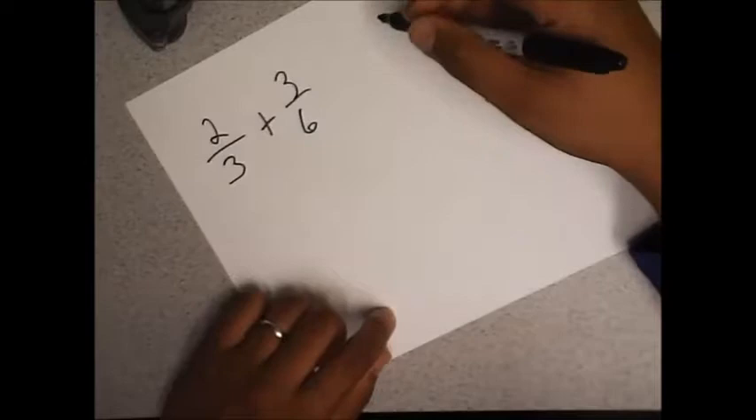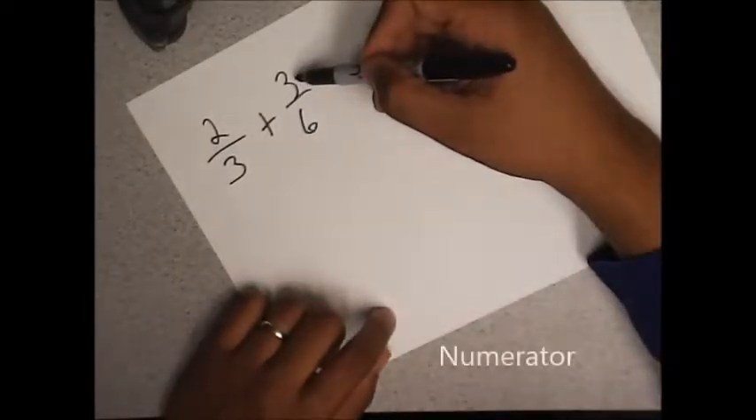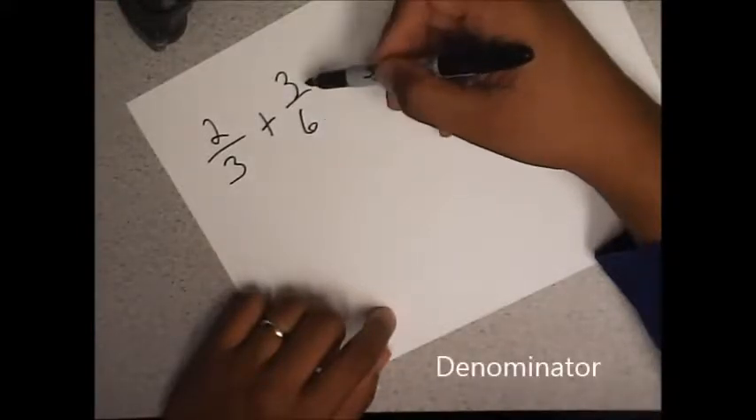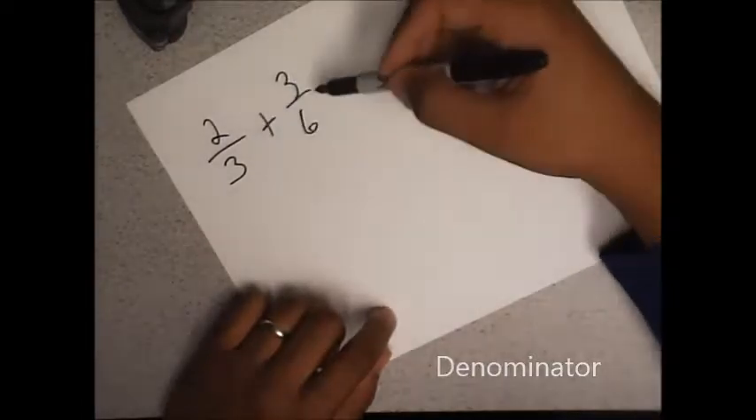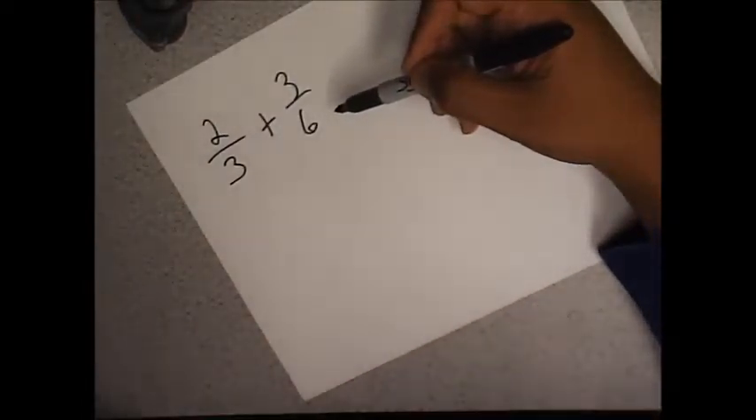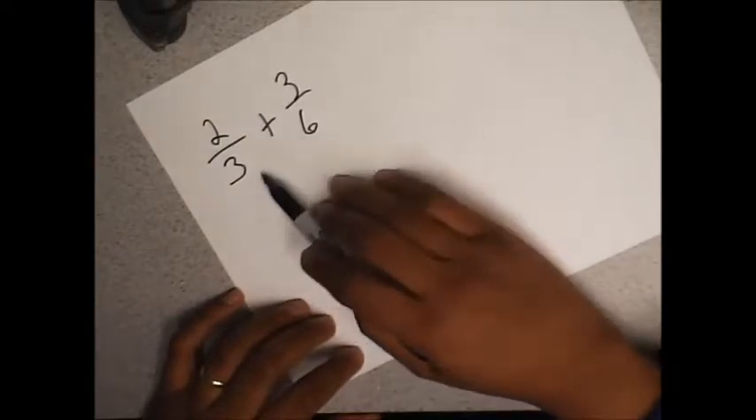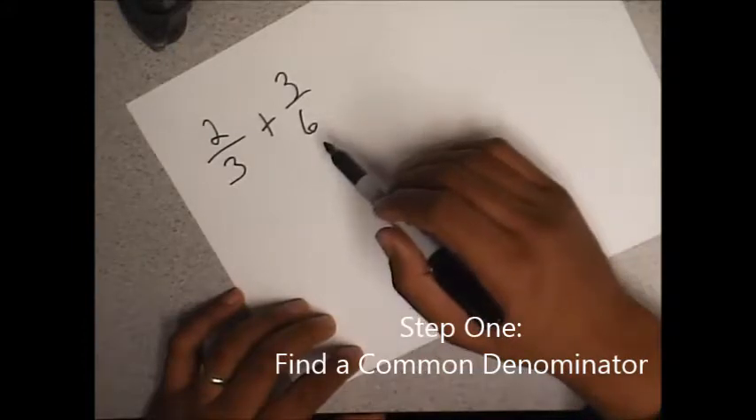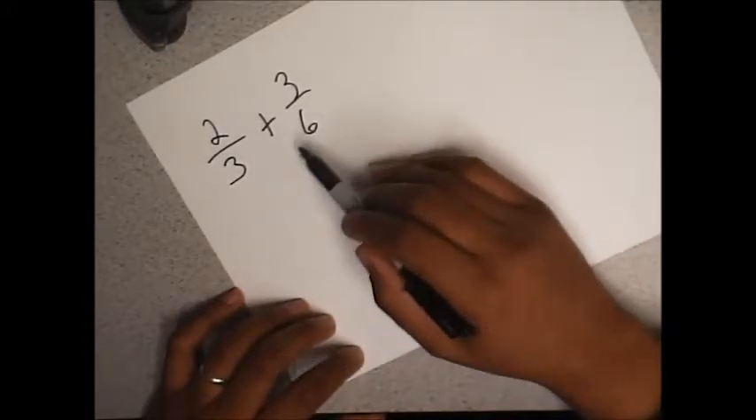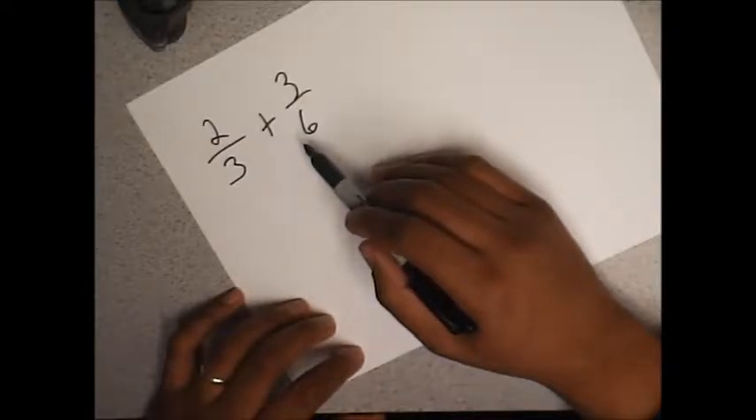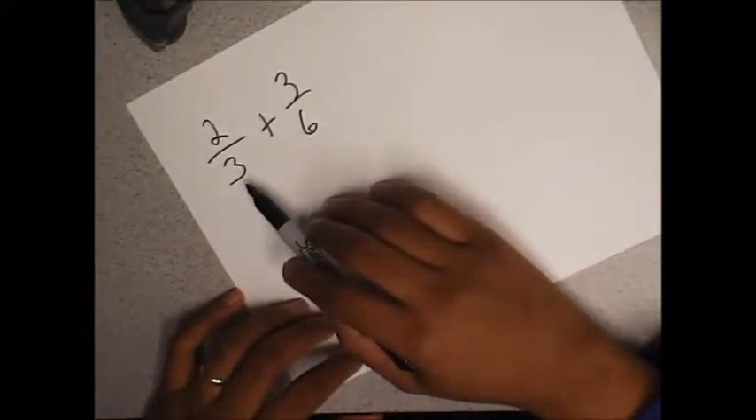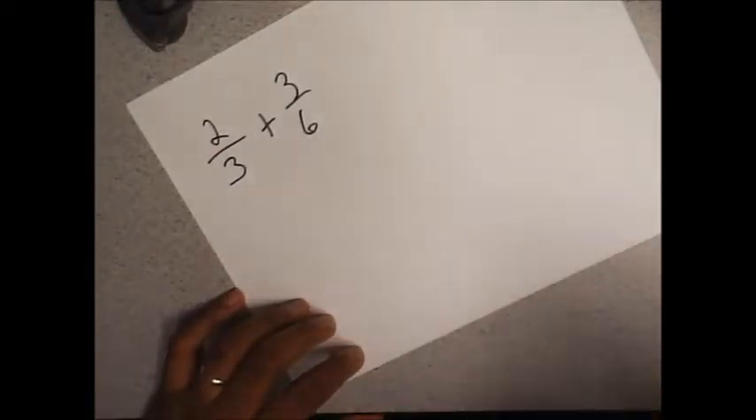All right. So remember, your top number is called your numerator, and your bottom number is called your denominator. Okay, numerator and denominator. So in order to add fractions, you have to get a common denominator. You can't just add 2/3 and 3/6. You just can't do that. So you have to find out what number is common between the two of them. Okay, and so just by looking at them, I can tell that 6 is the common denominator.